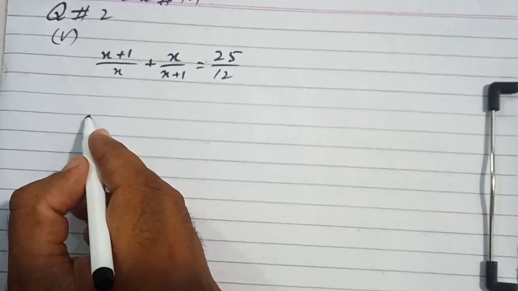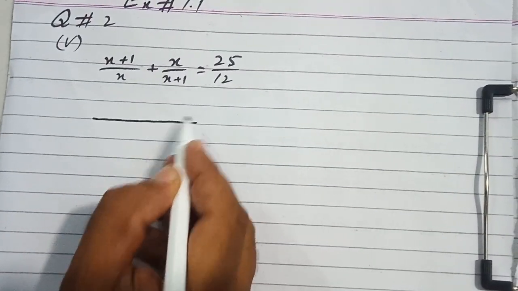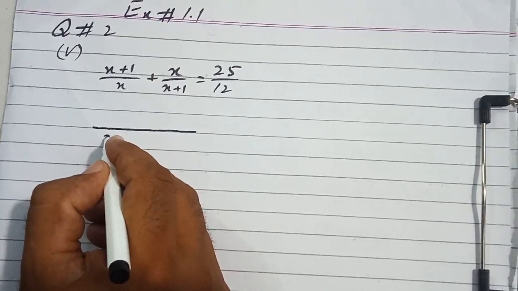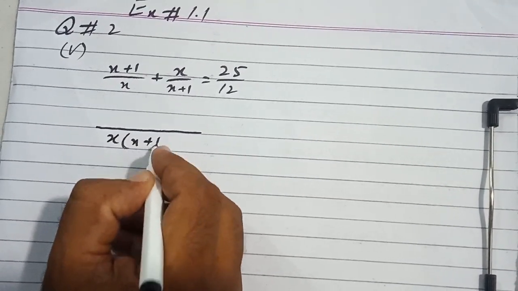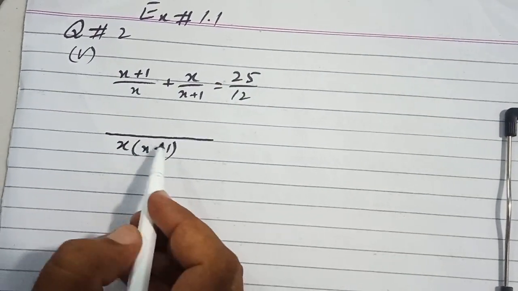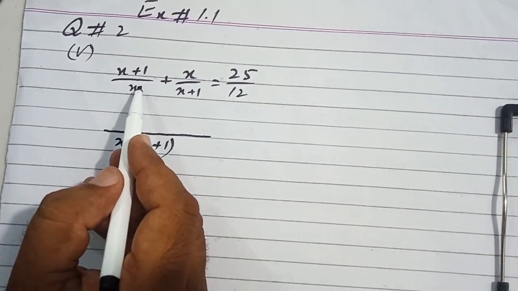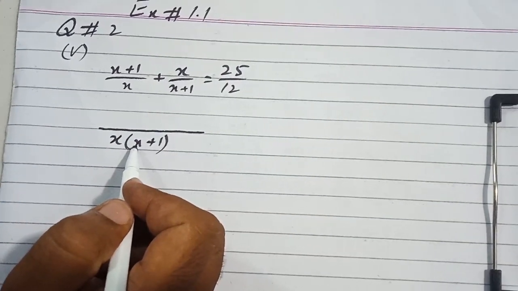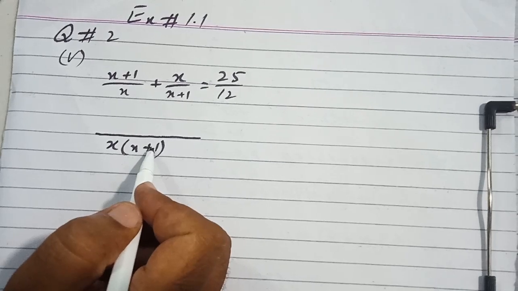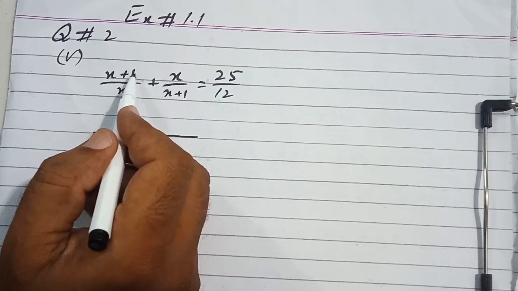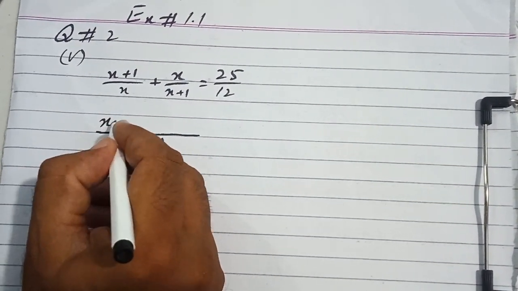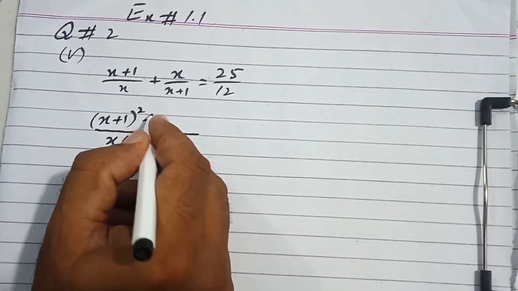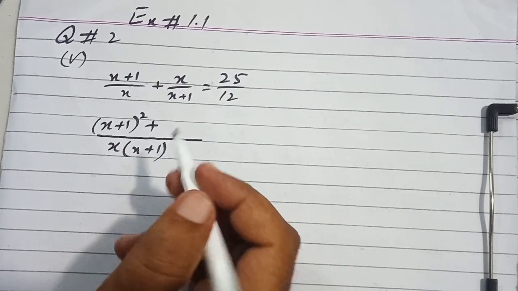And you know that fractions are always solved with the help of LCM. So the LCM of the denominators of the two fractions is x into x plus 1. When the LCM is divided by the denominator of the first fraction, x will be cancelled and what is left over is x plus 1, and x plus 1 will be multiplied by the numerator, that is also x plus 1. So we will get x plus 1 whole square, and I will put a plus sign as it is in the middle of the two fractions.